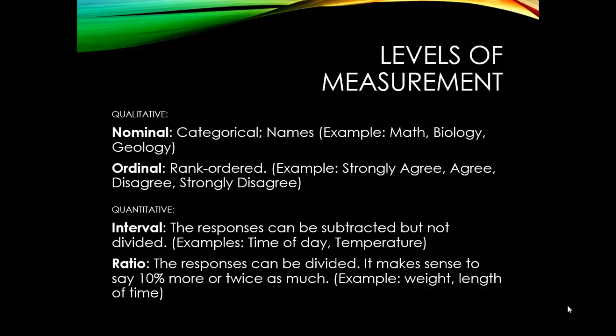So a ratio is really most measurements that we use. For example, age, height, distance, time measured in seconds or something like that. It makes sense to say 10% more or twice as much.